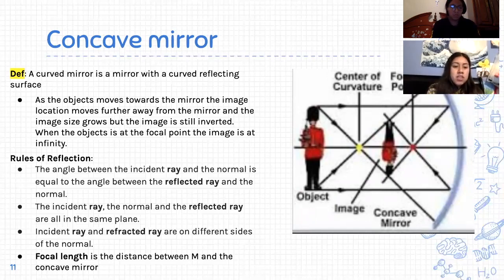The rules of reflection: the angle between the incident ray and the normal is equal to the angle between the reflected ray and the normal ray. The incident ray, the normal ray, and the reflected ray are all in the same plane. Incident ray and reflected ray are on different sides of the normal, and the focal length is the distance between M and the concave mirror.